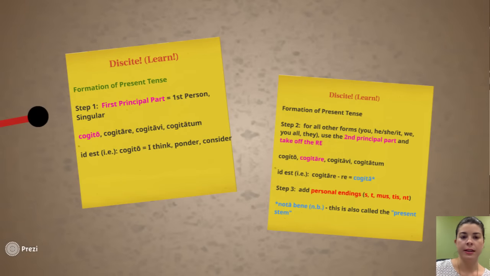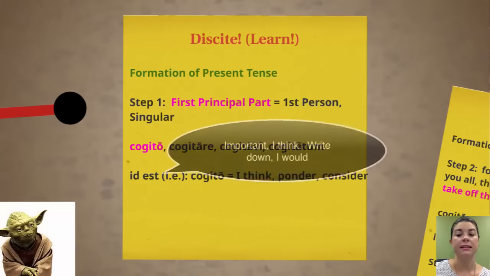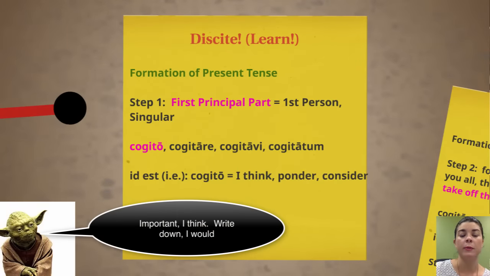Now let's take a look at some formation. How do we make this? So let's take a look at how we form it. The first step is to use the first principal part. That first principal part literally equals first person singular. Cogito is I think.